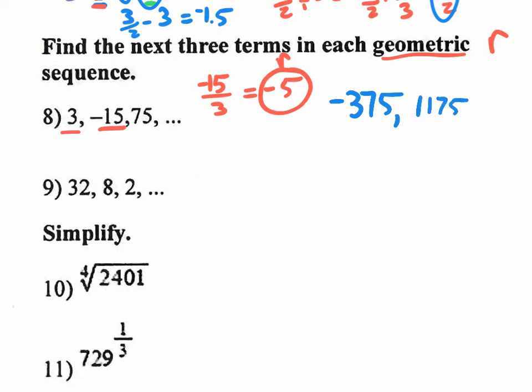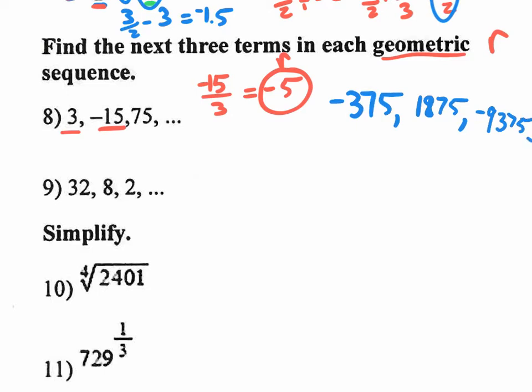1,175? 1,800, sorry. 1,875. Okay, now take that number and multiply it again by negative 5, by the common ratio negative 5. And what do we get? Negative 9,375. And that's it. Those are the next three terms.